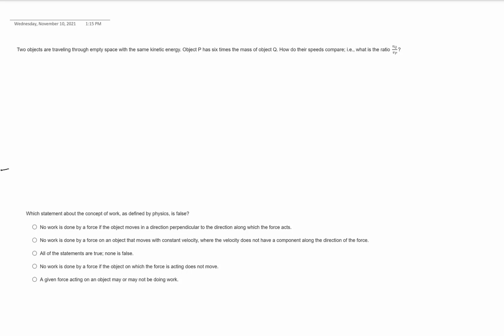Okay, this is the exam 3 review, numbers, I think, 11 through 20. So number 11, two objects, and those objects are going to be called P and Q, moving through empty space with the same kinetic energy. So the kinetic energy of P is equal to the kinetic energy of Q.